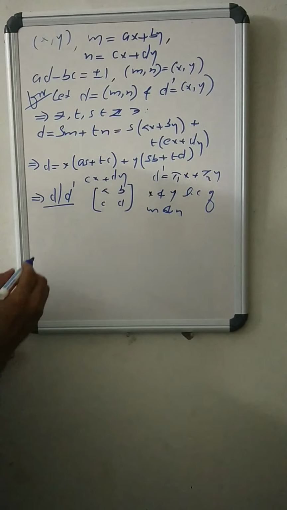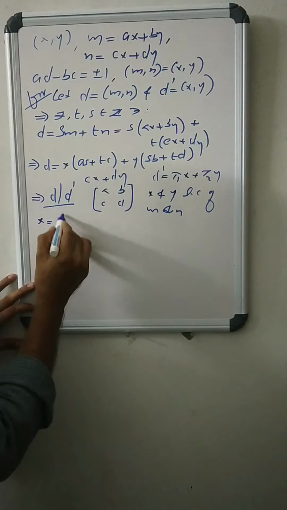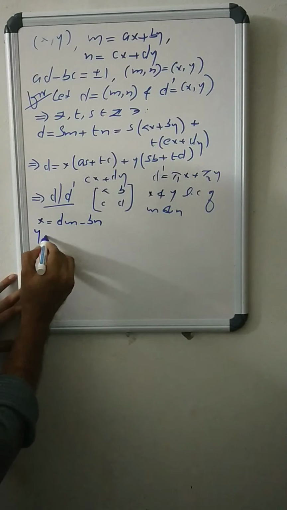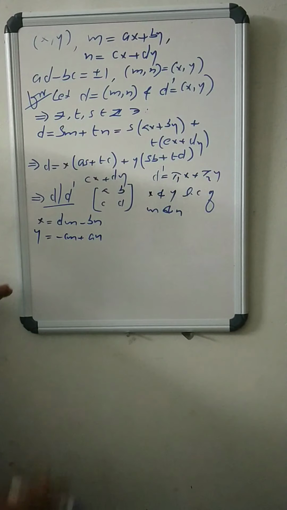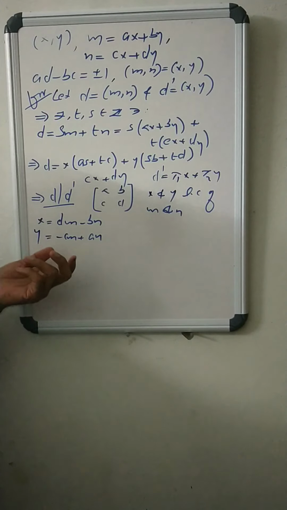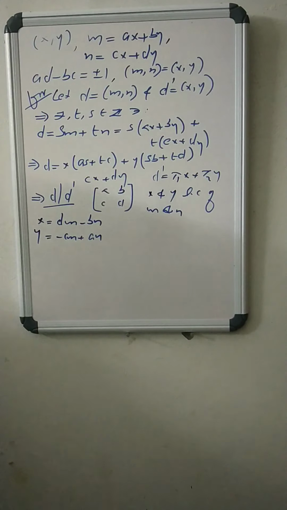Therefore, x equals dm minus bn and y equals minus cm plus an. Since ad minus bc is plus or minus 1, the linear transformation of the matrix abcd is invertible over the integers. So you can express x and y as a linear combination of m and n, such as x equals dm minus bn and y equals minus cm plus an.